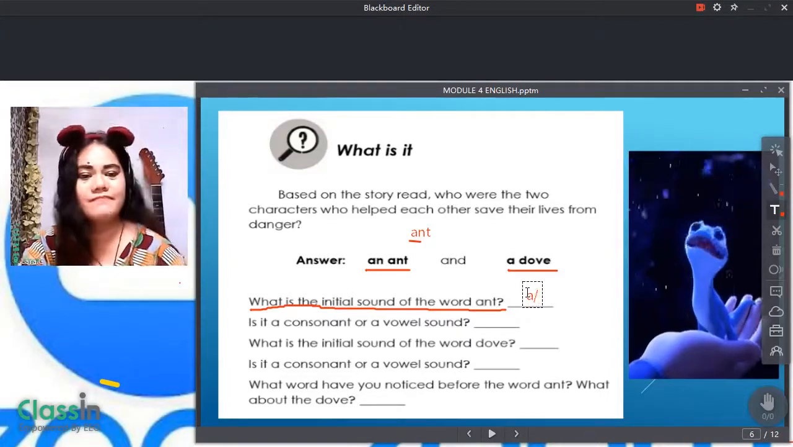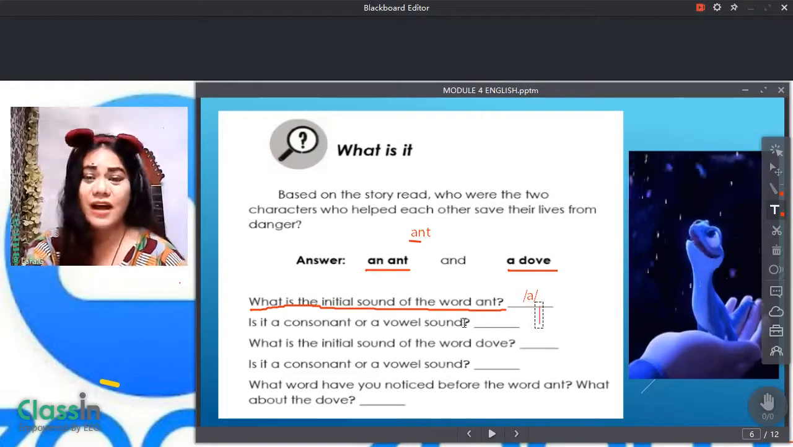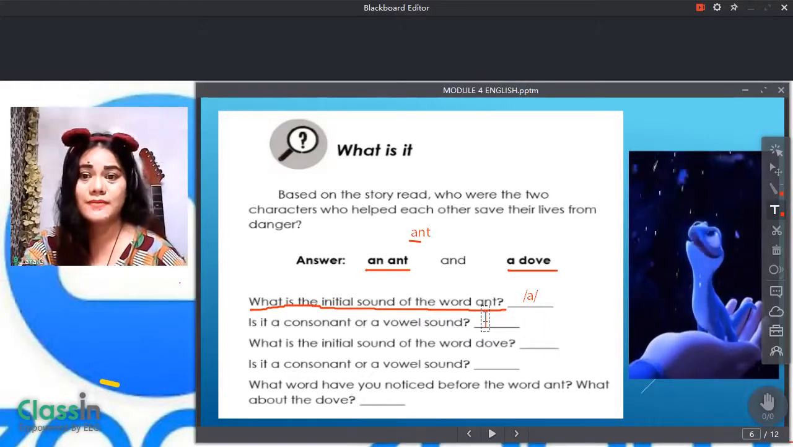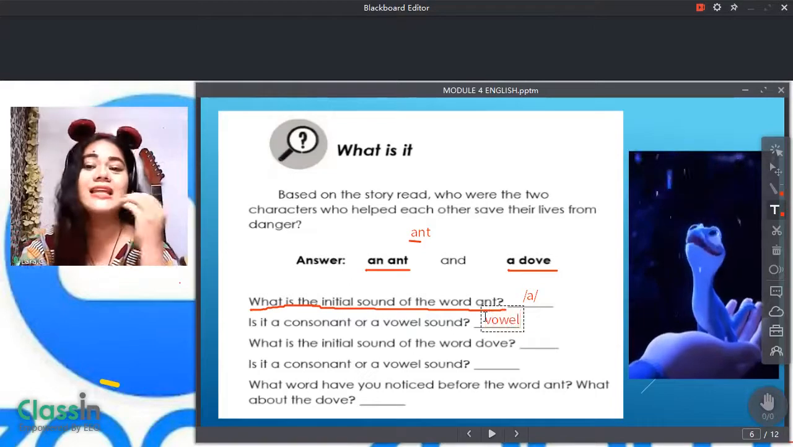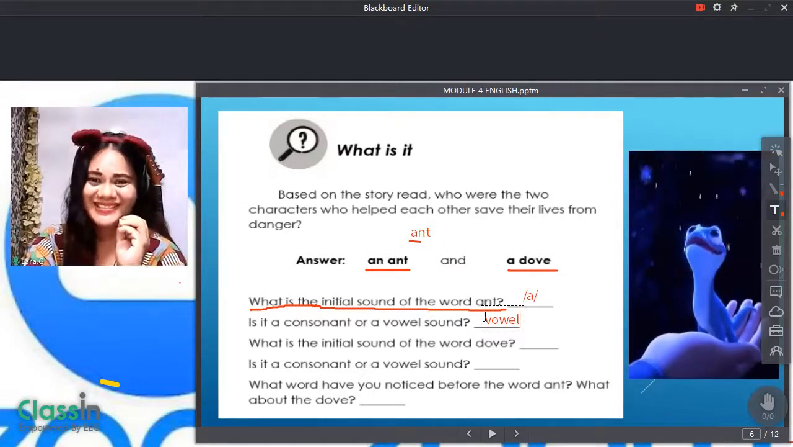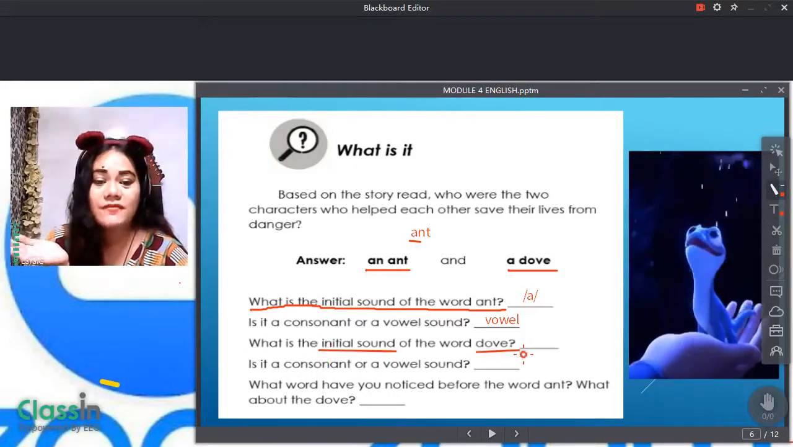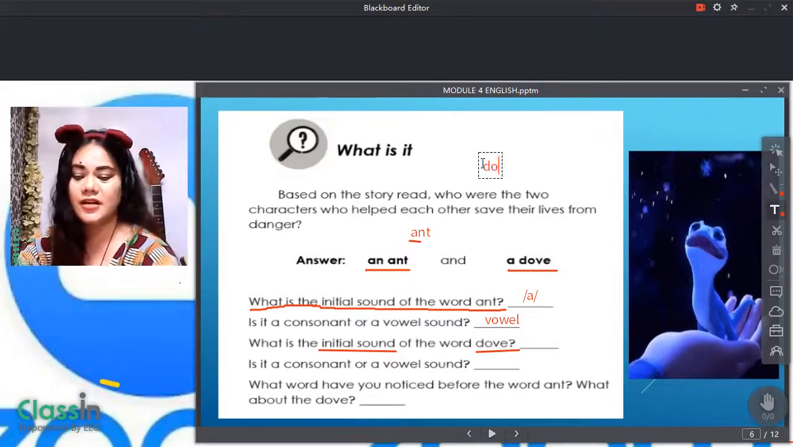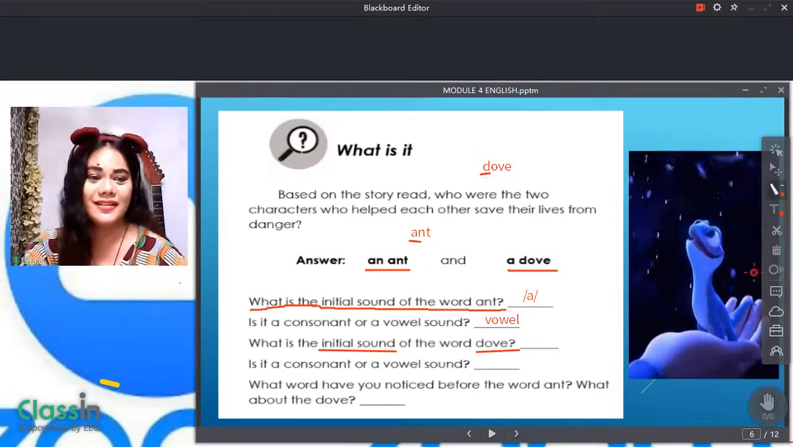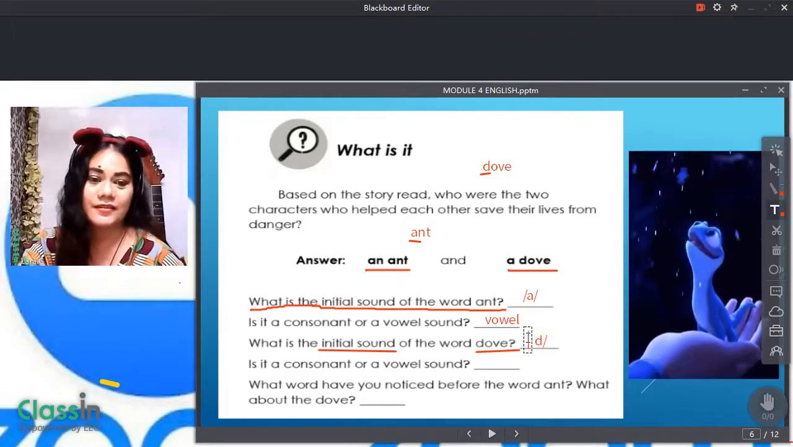All right. Is it a consonant or a vowel sound? A. Is it consonant or vowel? A is a vowel sound because A is a vowel letter. Yes. What about this? What is the initial sound of the word dove? D, d, dove. Yes, the initial sound is d. Okay, now we'll put there d. That's the initial sound of the word dove.